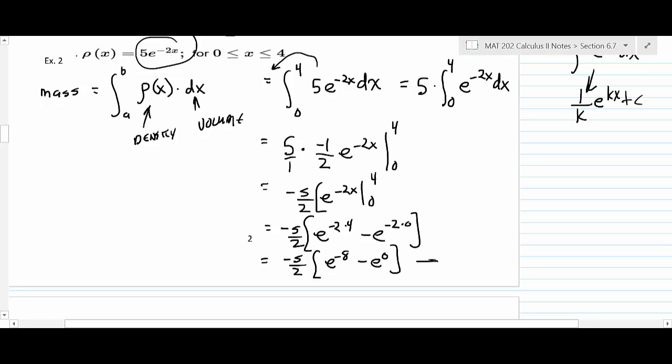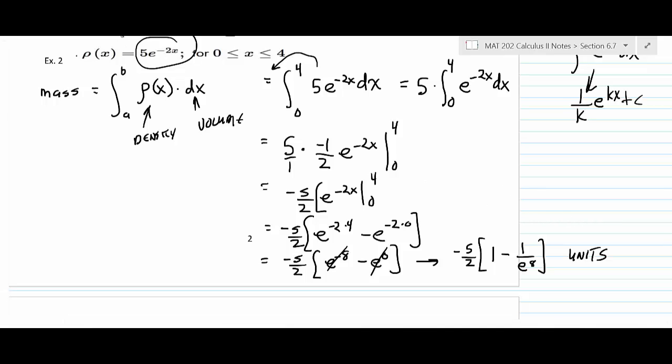So what we would have from here, I'm just going to write like this. There are several ways you could write the answer. We know that's 1, and then e to the negative 8, you can leave it alone or you can make it a positive exponent. And then that would just be whatever the units are, like grams or kilograms. That would end up giving you the mass on that.